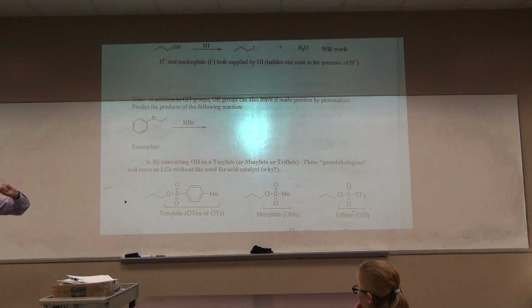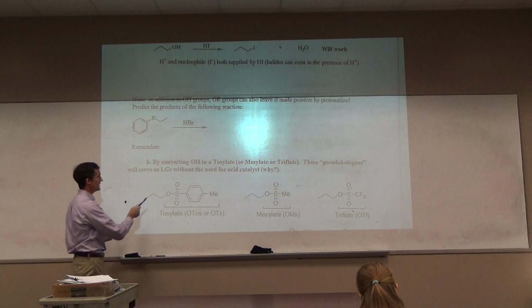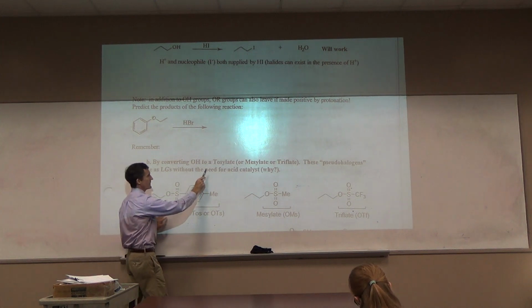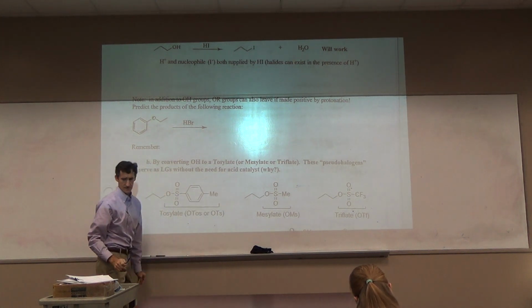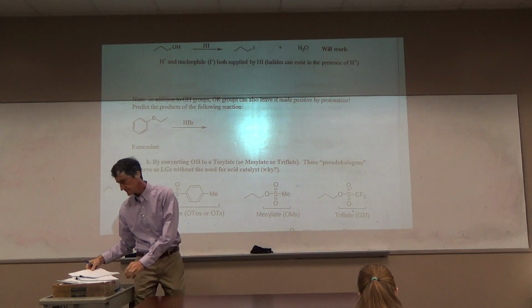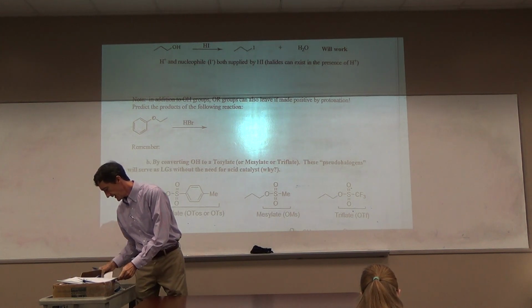Okay. Let's see. We're about out of time, but what was A? A was protonating the oxygen, essentially, making the oxygen positive. What's another way to make OH a better leaving group? Convert it to a tosylate. Okay?